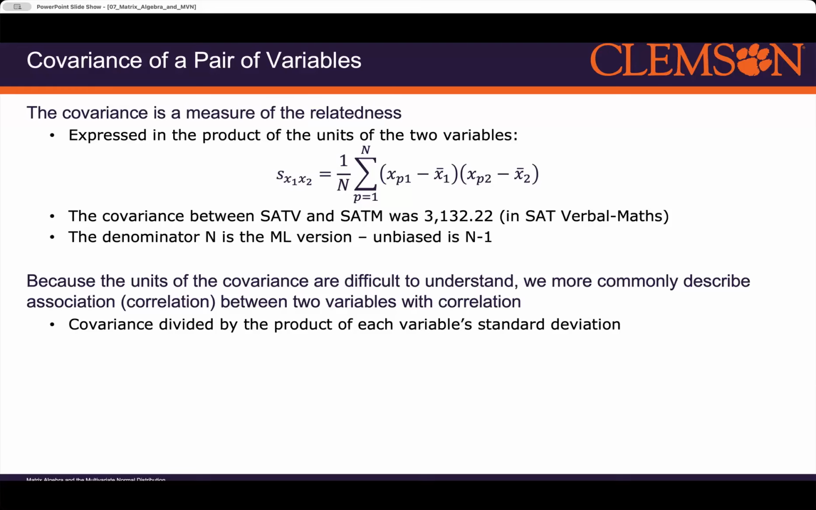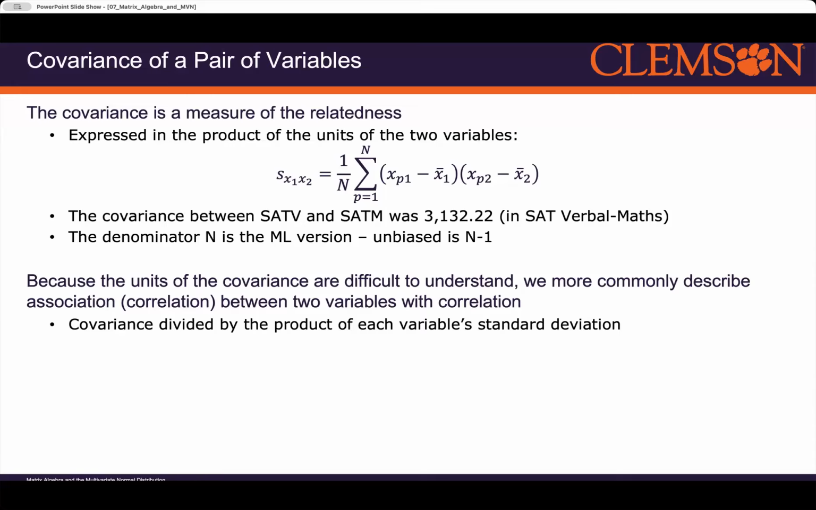The covariance matrix is a measure of the relatedness of variables. One of the covariances, we've talked about it before, it's sort of unitful correlations. It's expressed as the product of the units of the two variables. So here it's the sum of x1 minus its mean times x2 minus its mean across all observations divided by n. Now, I will note that divide by n is the maximum likelihood version. The unbiased is n minus 1. We're going to see divide by n here in a lot of what we do because we're going to use maximum likelihood for what we do.